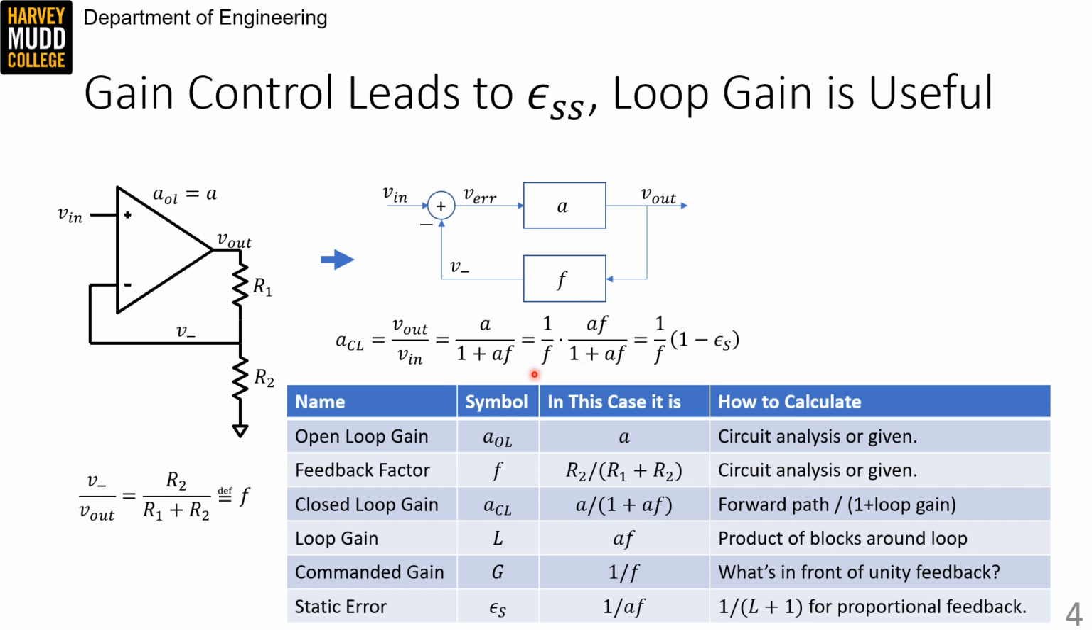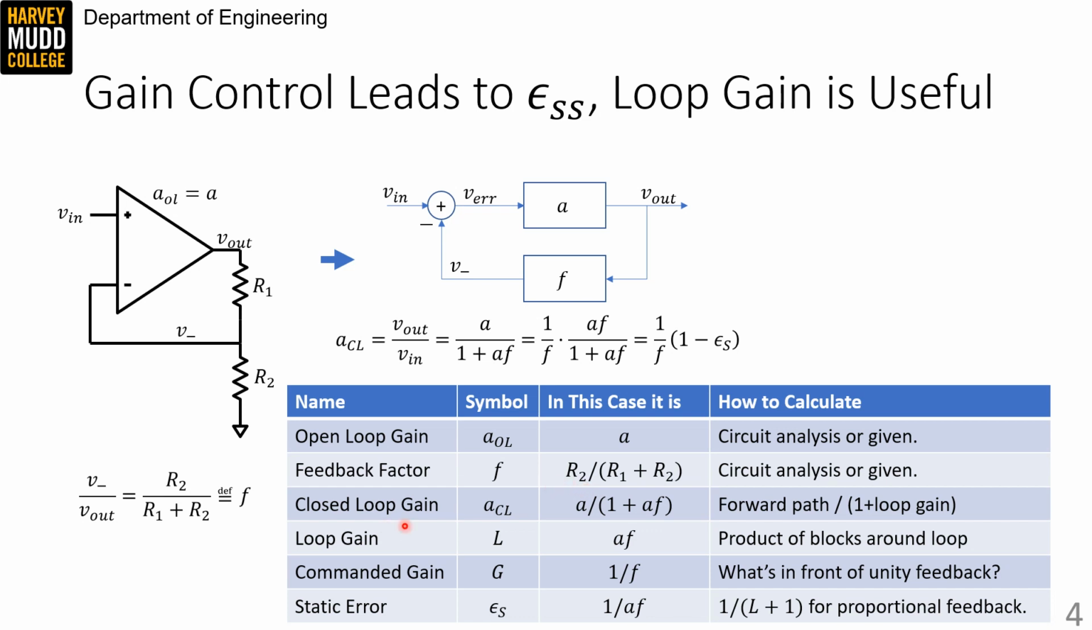The open loop gain is the gain of the op-amp itself. Right now it's a constant A, but the open loop gain often has dynamics inside of it too, and we'll see more on that in the next few videos. And we get it from circuit analysis. The feedback factor is F. In this case it's R2 over R1 plus R2. For us it'll always be a constant that's smaller than 1, but you can play clever tricks by introducing dynamics or gain into it.